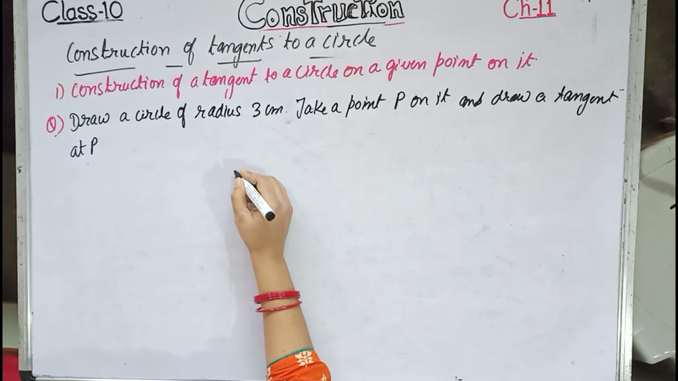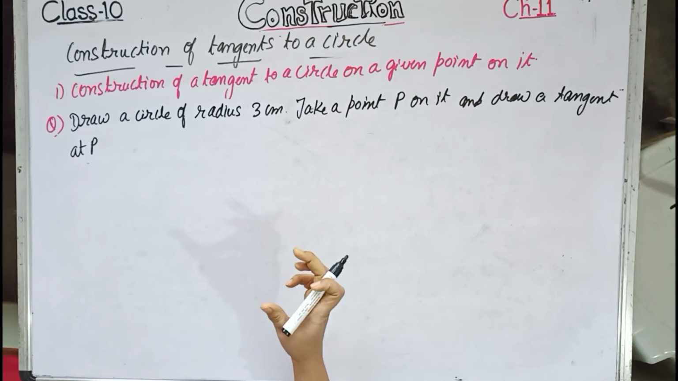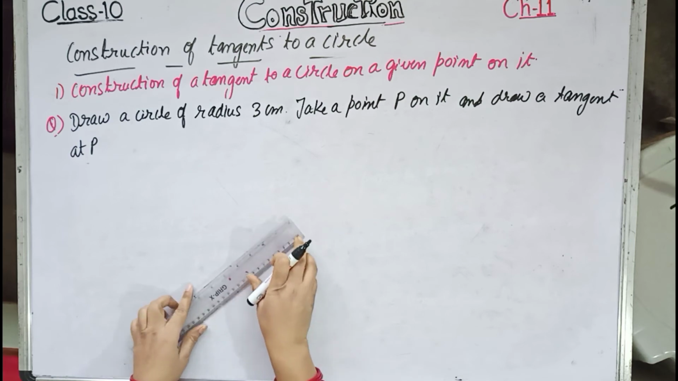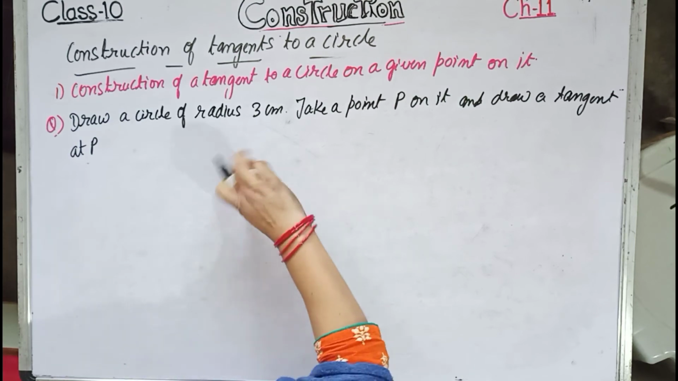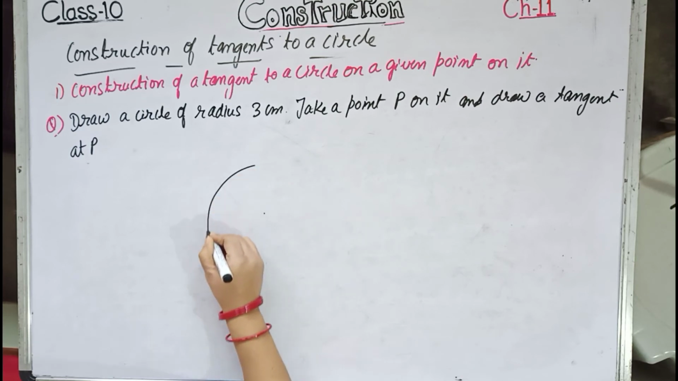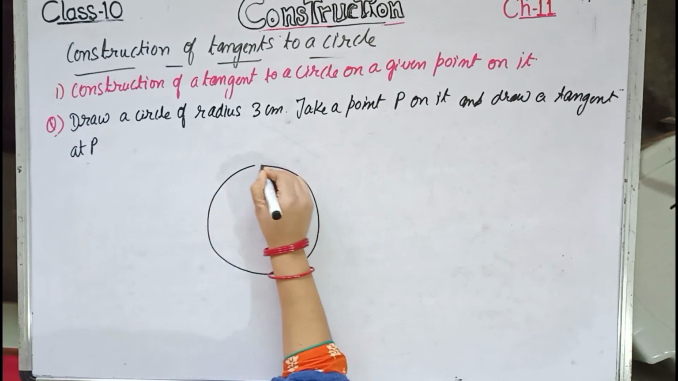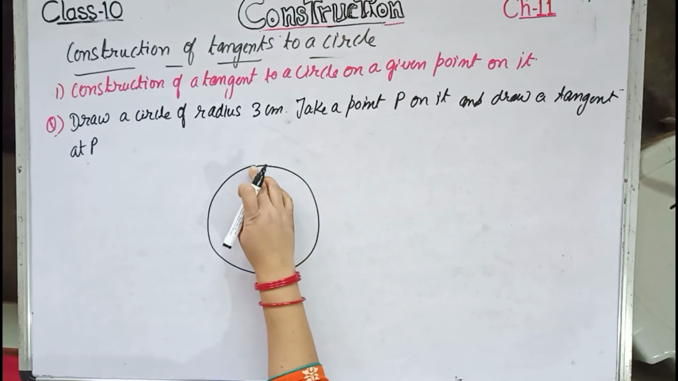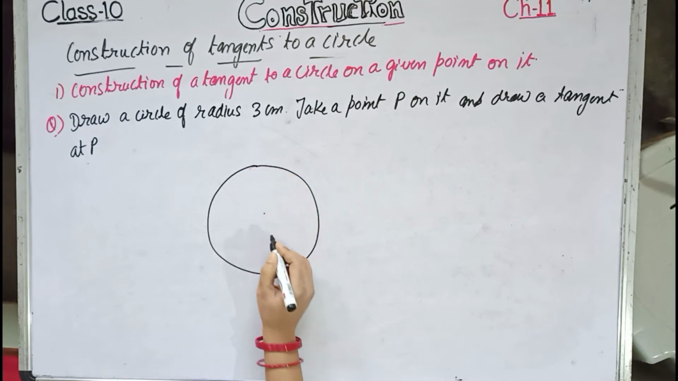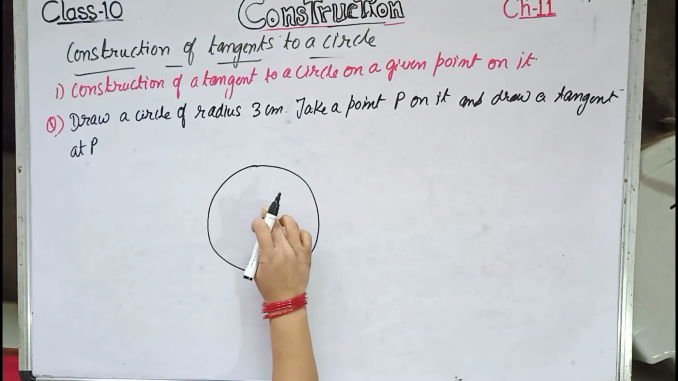So for this, what we will be doing, first take your scale, with the help of your compass measure 3 centimeter on your scale, and putting the tip of the compass over here, draw a circle of radius 3 centimeter. I think you know how to draw a circle of radius 3 centimeter. You have been doing it from the junior classes, children.